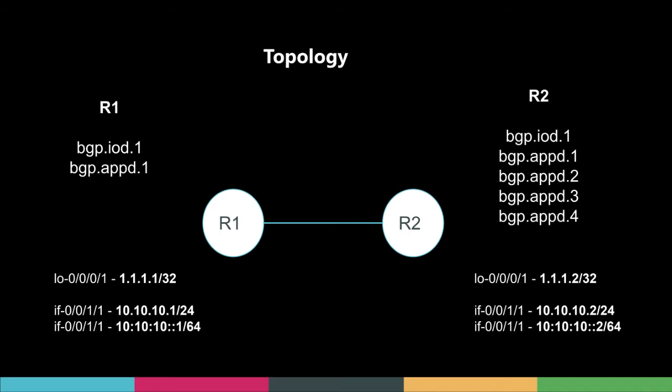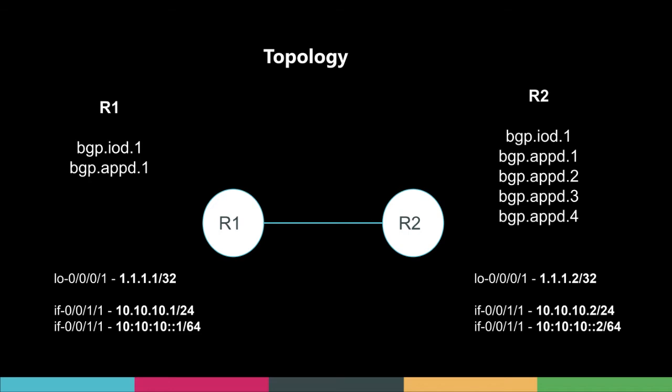Let us take a simple topology with two routers R1 and R2. On both R1 and R2 we have only one IOD deployed, whereas on R2 we have multiple AppDs deployed. On R1 there is a single AppD which is running. Generally, IODs take care of establishing the peering, sending across various control messages, whereas AppD takes care of processing the routes received from the other end and selecting the best routes among them.